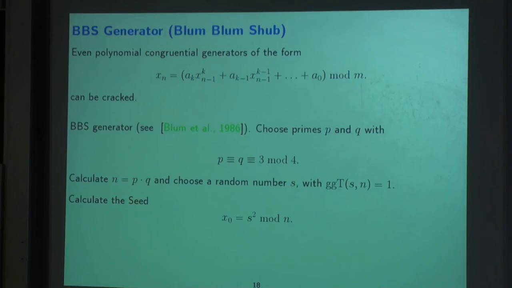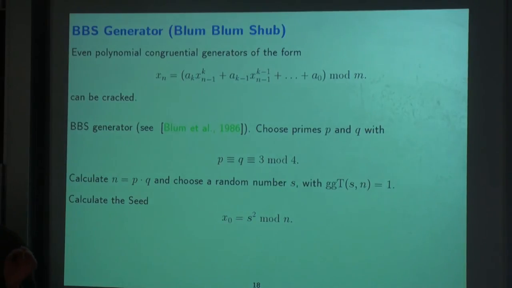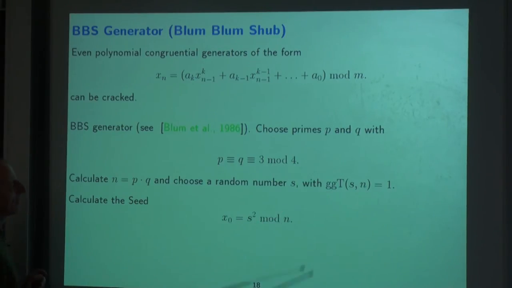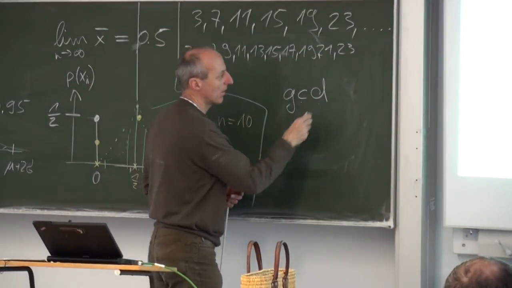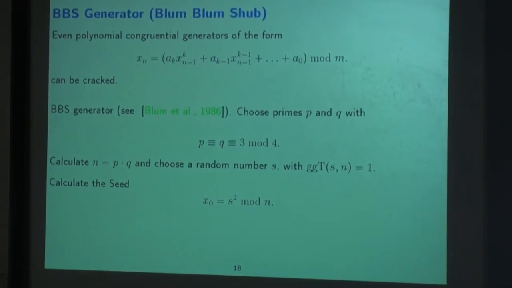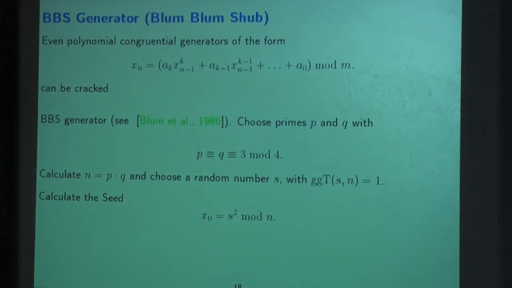Okay. Now the next step is we have to choose a random number S, which is relative prime to N. What does relative prime mean? This was a translation. We missed it in the translation. So in English, this should be GCD, greatest common divisor. So the greatest common divisor of S and N has to be 1. And if the greatest common divisor of two numbers is 1, then we call these numbers relative prime, because they don't have a common factor.